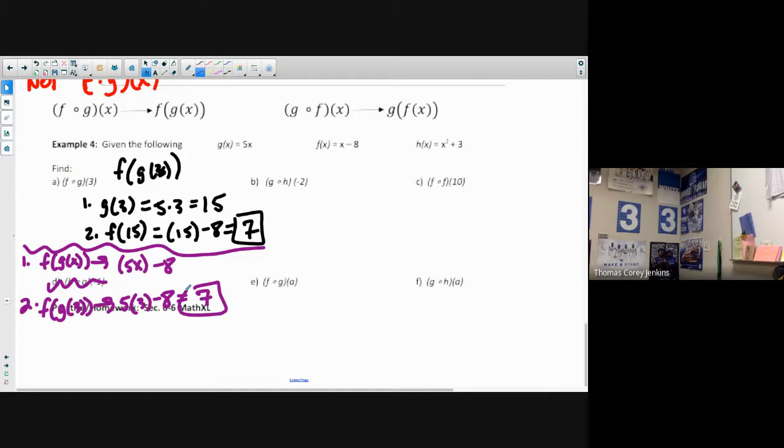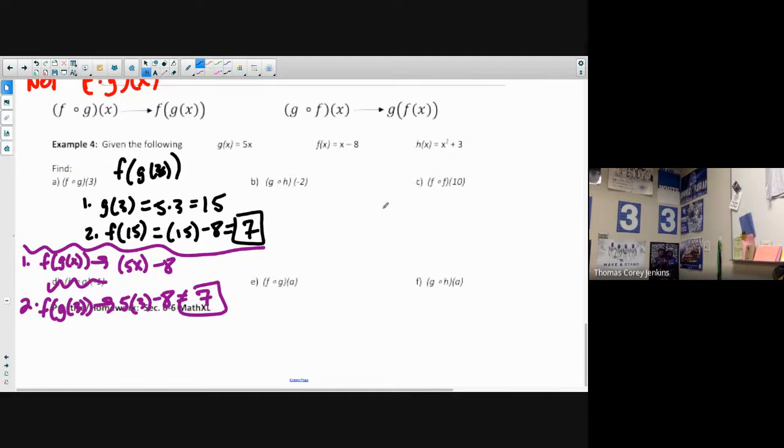Let's do maybe just one or two more for practice. So I'll do C, and then E looks a little more abstract, so I'll do C and F. That's what I'll do. All right. So what if we have f of 10? I'll use method 1 on this one, and then I'll use method 2 on maybe the next one. All right. So f of 10.